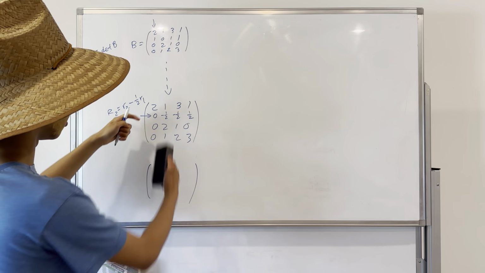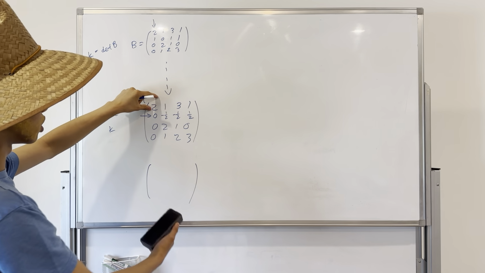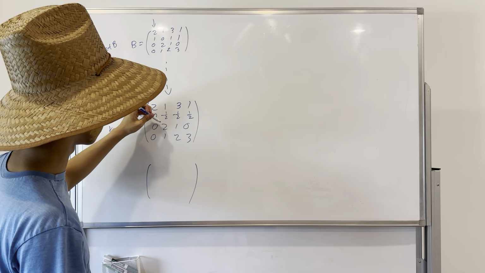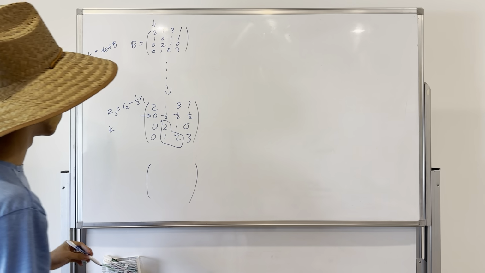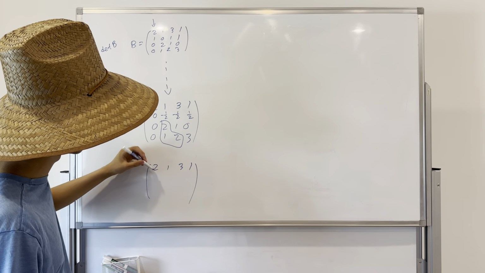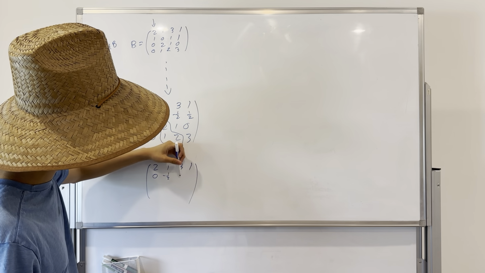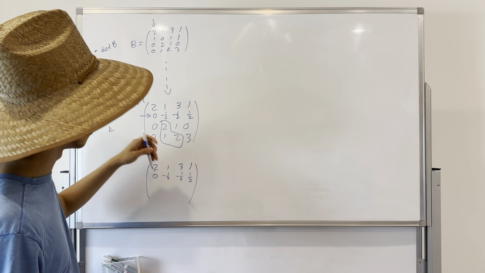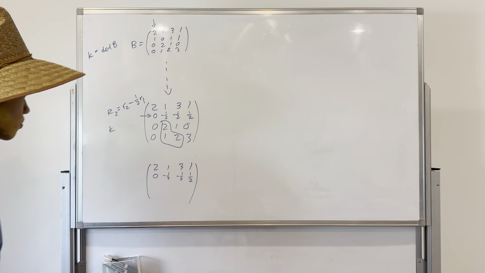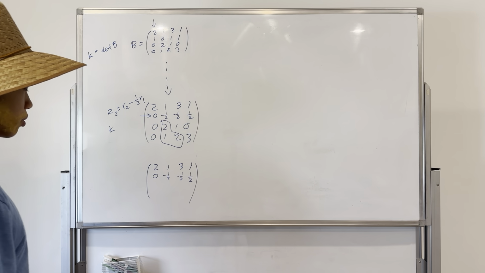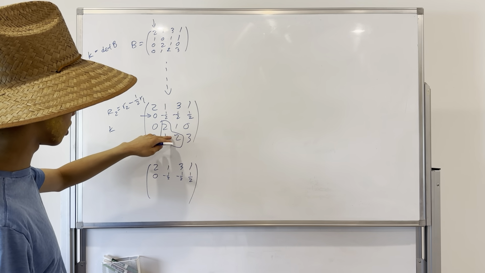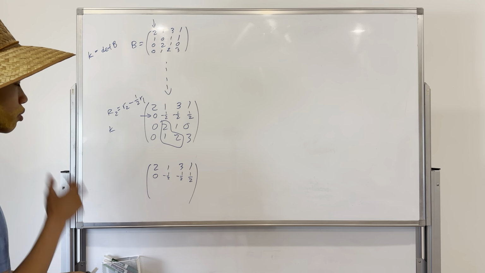Okay, now for the next step. We already have everything below this 2 as zeros, so we can start by trying to eliminate these terms over here. We can keep these the same. These are fine, but we need to get rid of this 2 here. So to get rid of this 2, what would we have to do?